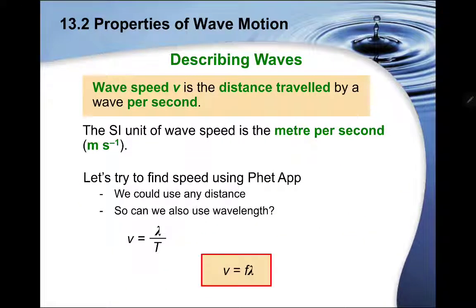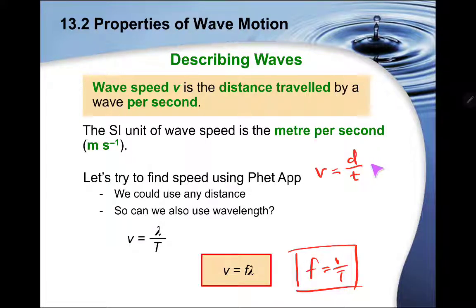Yep, so with that, we have our two generalized formulas: v equals f lambda to find the speed, and f equals 1 over T. And of course, when thinking about wave speed, I think it's important to keep in mind your first principles, right? That speed of anything is just distance traveled over time.